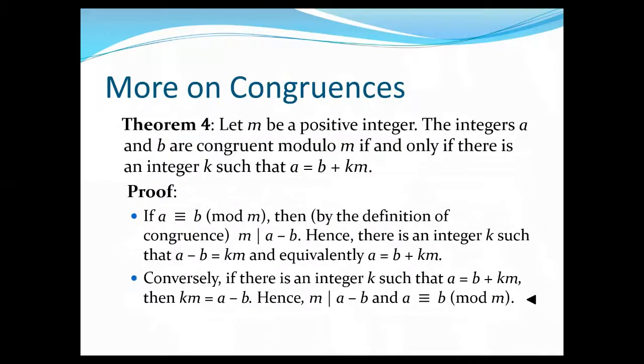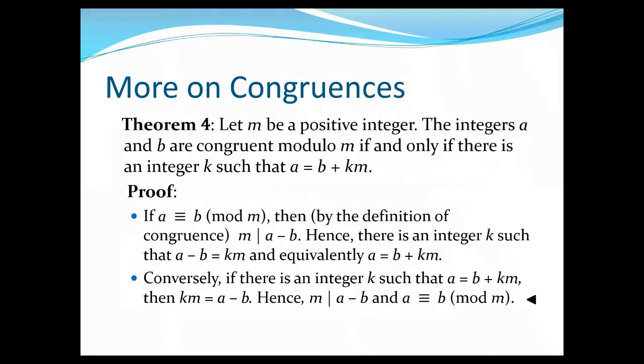So more on congruences, theorem number 4. Basically, this is related to the division definition. Theorem number 4: let m be a positive integer. The integers a and b are congruent modulo m if and only if there is an integer k such that a is equal to b plus km.